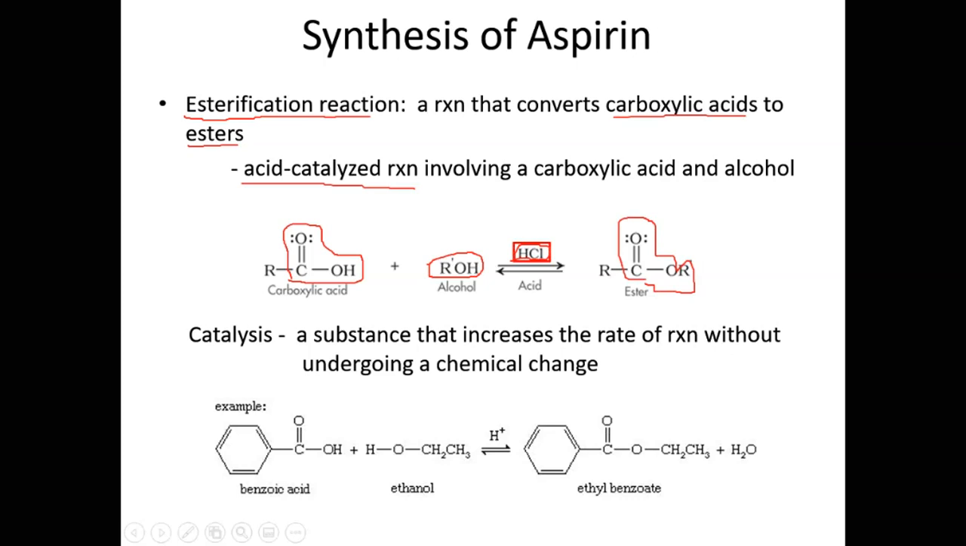An example of this, we take benzoic acid. Again, it has a C double bond OOH group. We react it with ethanol, which is our alcohol. H plus above the arrow signifies it's in acidic conditions. And we produce our ester, C double bond O, with two R's on both sides. So the ester is named ethyl benzoate. And then we have another byproduct, water. So again, we take a carboxylic acid, react it with an alcohol in an acidic solution, and we form an ester.